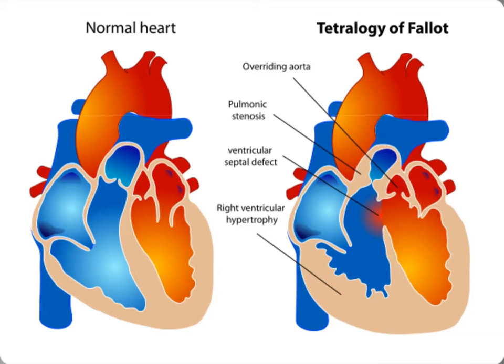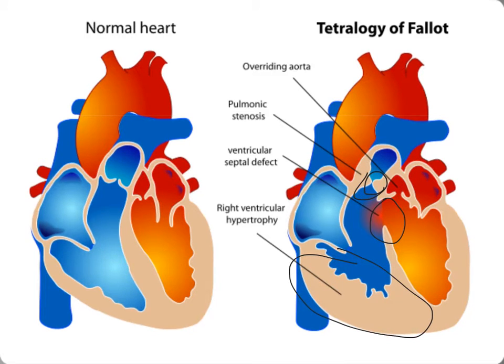Tetralogy of Fallot is on page 1468. So in this picture, what color is going to be better? Let's try the black. In this picture, we have the ventricular septal defect right here, because we have the opening. We have a narrowing right here in the pulmonic artery and that pulmonic valve. We have a hypertrophy, a large right ventricle.